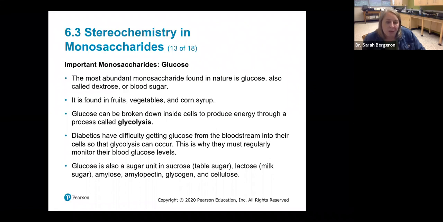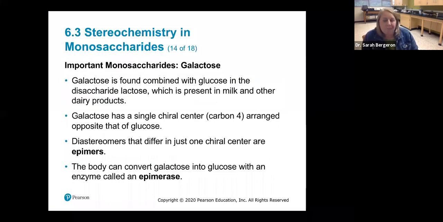Another example of glucose is inside of sucrose, our table sugar. So if you're going to bake something, or put sugar in your coffee, whatever it is, you're putting in table sugar. Table sugar is two monomers, and if you cleave it, one of the ones that you're going to get is glucose. It's also one unit inside of lactose, which is the sugar that's found in milk. In amylose, amylopectin, glycogen, cellulose, it's in a bunch of them. So it's very, very important.